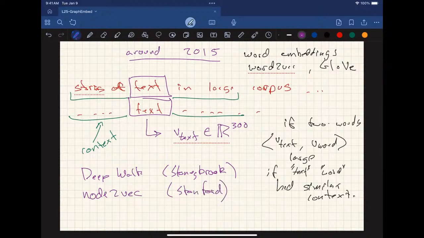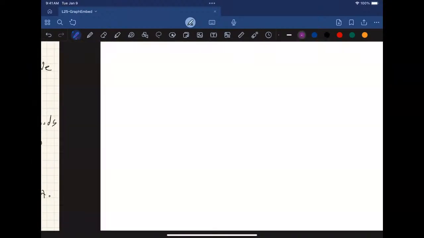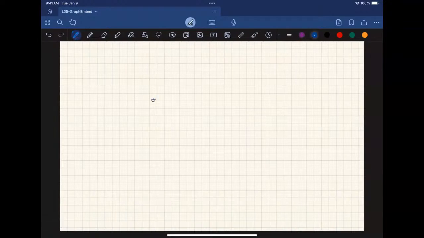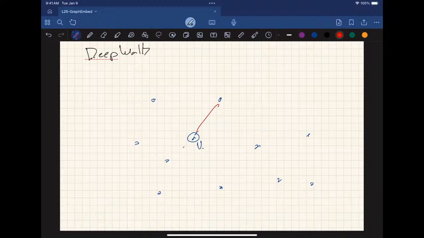for graphs. I want to use this to embed the vertices in the graphs based on their context in the graph. Okay, so I want to do something like this where a vertex is going to appear in these strings. How do I do this for a graph? Okay, so now this is DeepWalk. I want to think about embedding this vertex, and there are some edges in this graph.